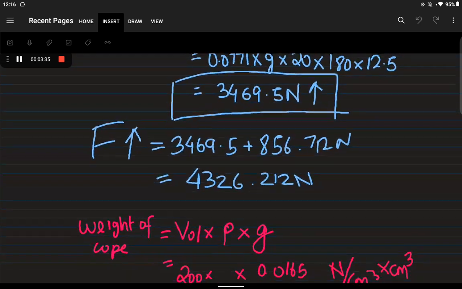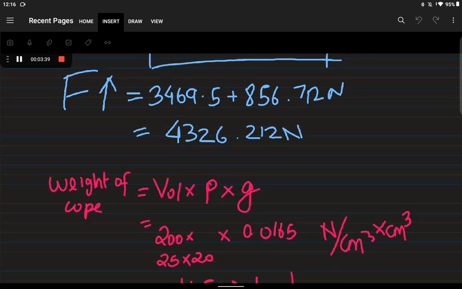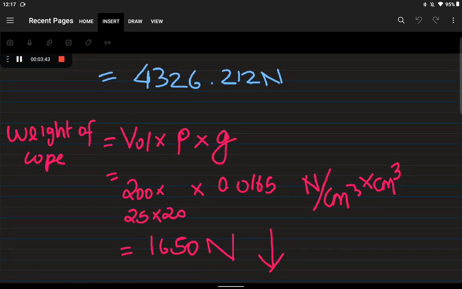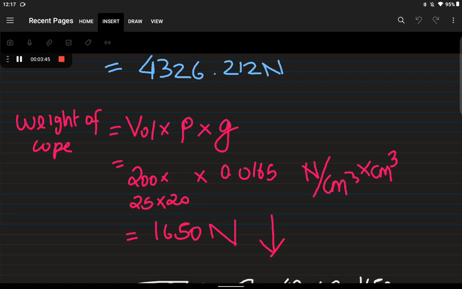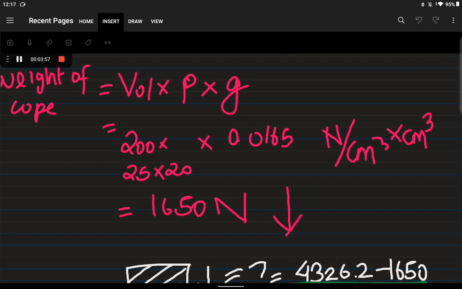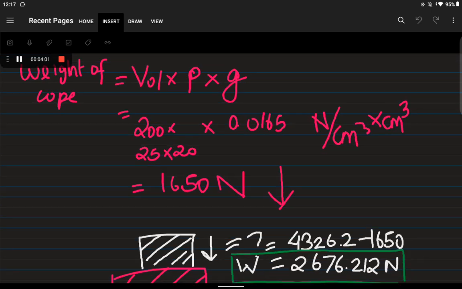Next, we will calculate the weight of the cope, the sand that is inside the cope. They have given the dimensions of the molding flask. On calculating, we have volume, which is 200 into 25 into 20, into rho g, which is the weight density, 0.0165. On multiplying them, the weight of the cope comes out to be roughly 1650 Newton. It is acting in the downward direction.